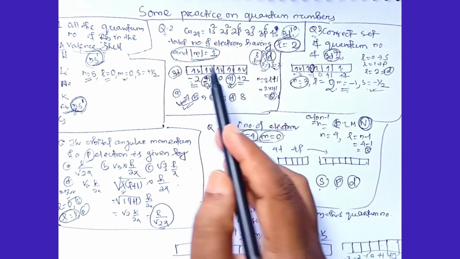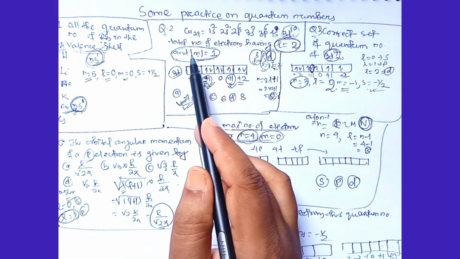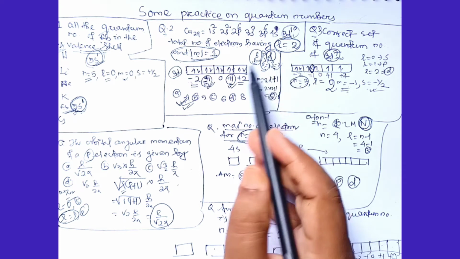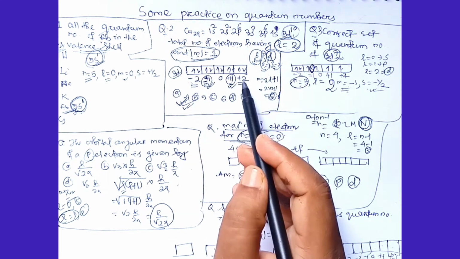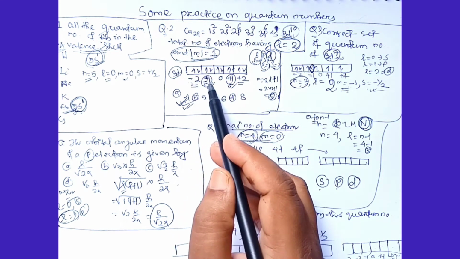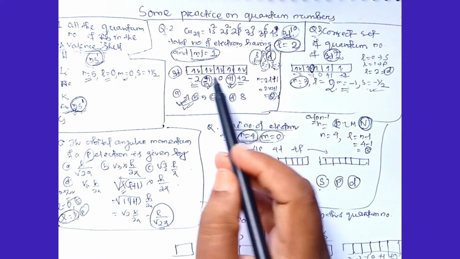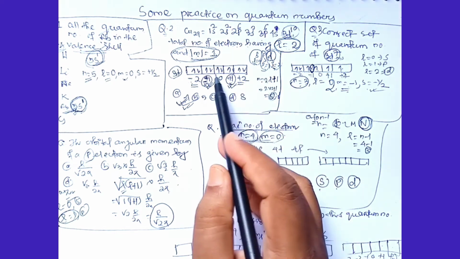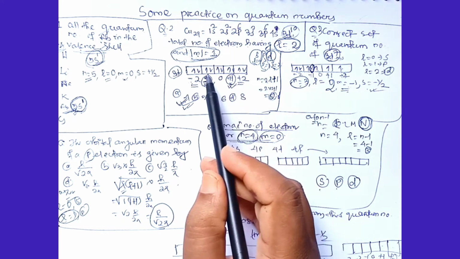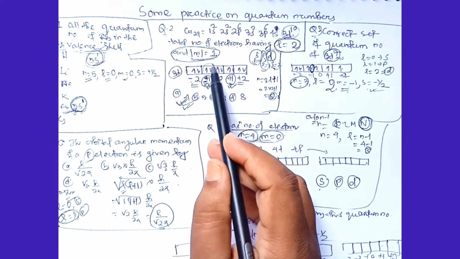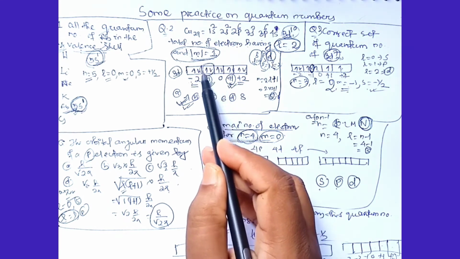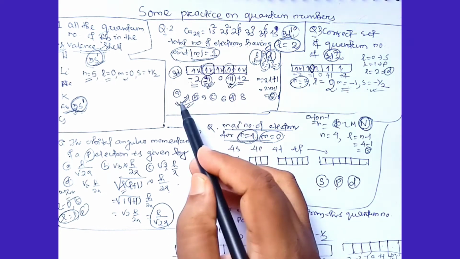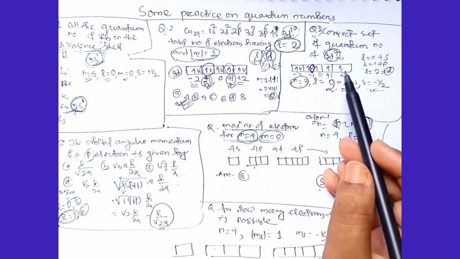Now the values of the magnetic quantum number vary from minus l to plus l through 0. Here the l value is 2, so the values will be minus 2, minus 1, 0, plus 1, plus 2. But we have to take both minus 1 and plus 1. So the number of electrons will be 1, 2, 3, 4, because in a given orbital a maximum of 2 electrons can be accommodated. So here 2, here 2, total 4. The answer will be 4.